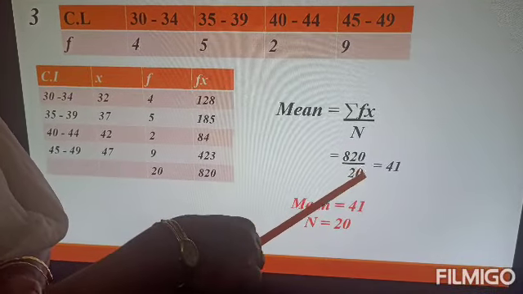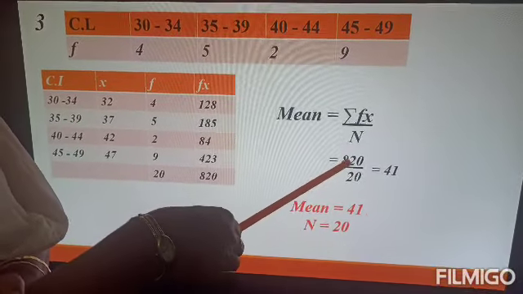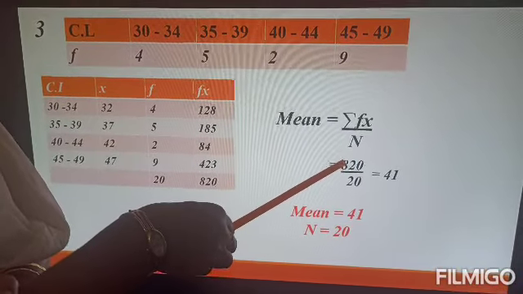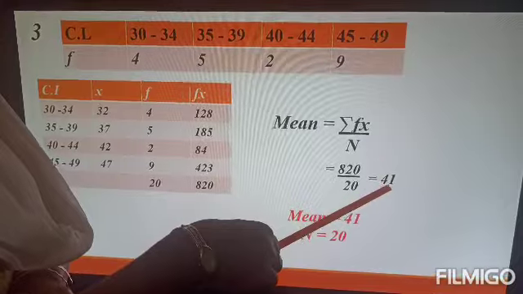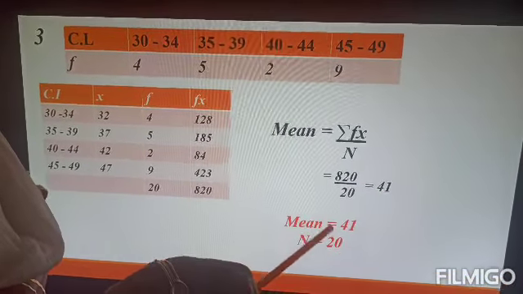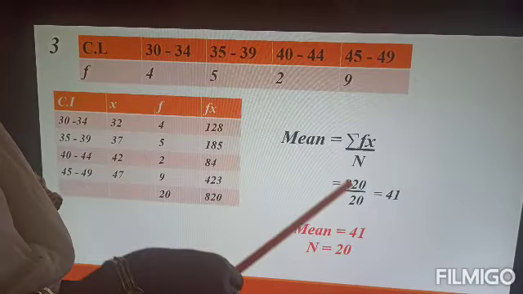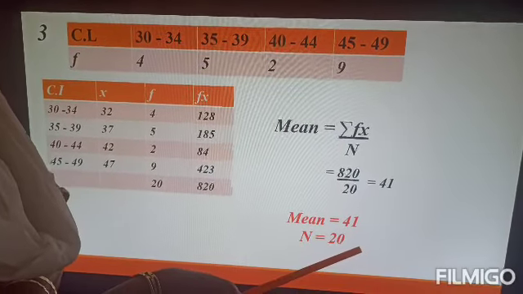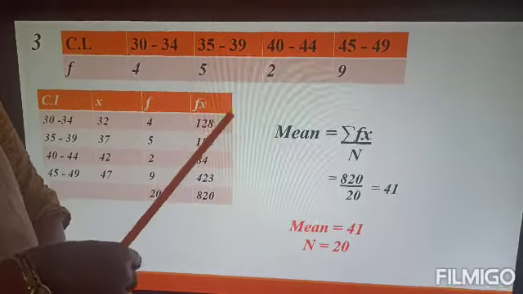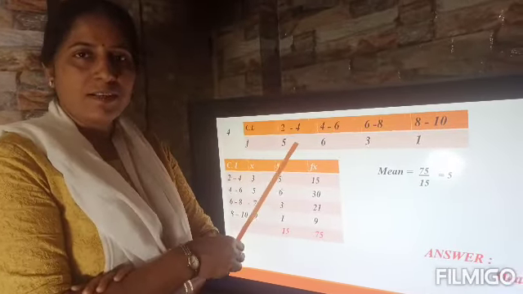Simplify these two, 0 0 get cancelled, 2 ones are 2 and 2 4s are 8 and 2 ones are that 41. Now we got the mean of the given distribution table is 41. Okay. Next we will go to fourth sum. Now we will do fourth sum.